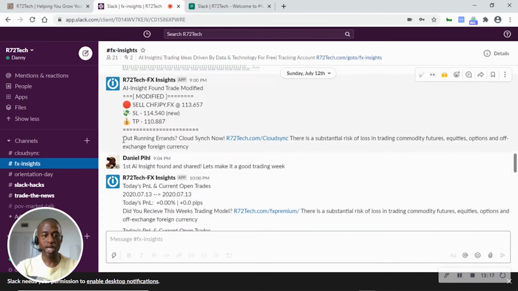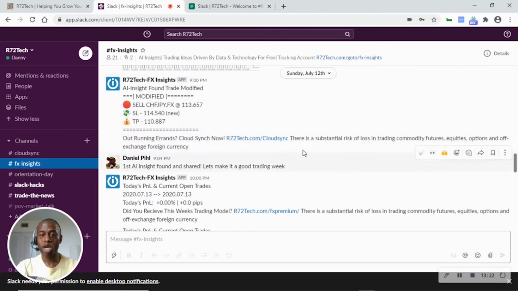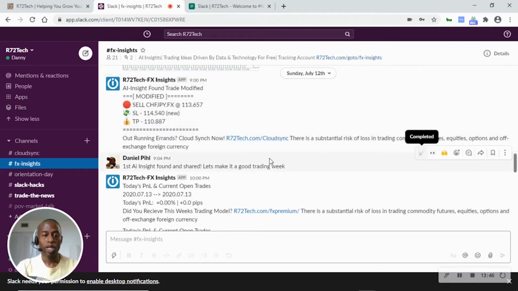Underneath each AI insight is going to be a little paragraph here, out running errands, Cloudsync now. If you don't know what Cloudsync is, click on the link. It's going to take you to the Cloudsync feature, which is a really neat feature that allows you to follow the trading models very conveniently. Once you get really comfortable with things, it'll automatically allow you to follow the trading models, so you don't have to manually place the trades or sit in front of your computer all the time. And you can be out running errands, working a job, whatever the case is, and still be able to participate. So let's take a look at another AI insight.